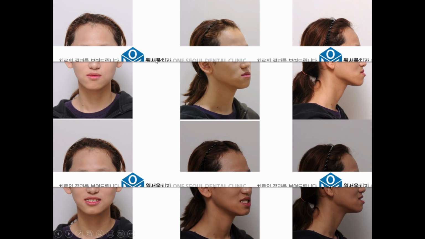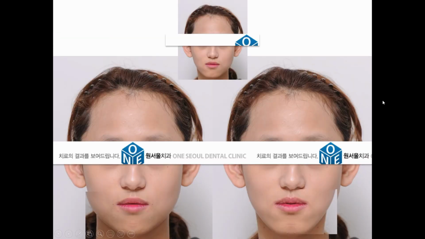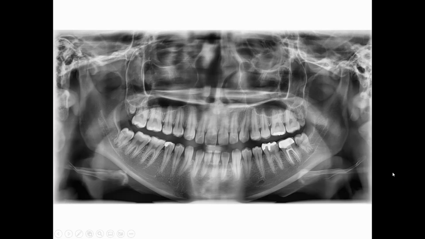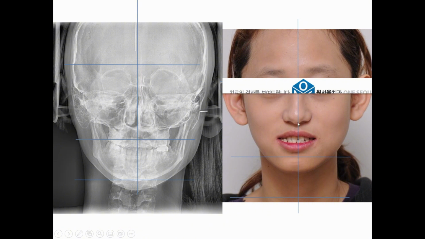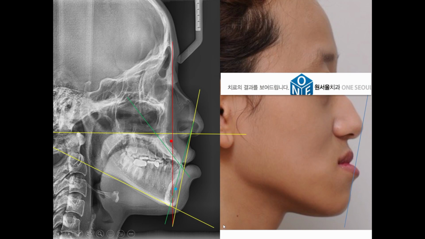The doctor's clinic name is, here is One Soul Dental Office. Okay? One Soul Chi. Midline, a little midline off, and then real class 3.